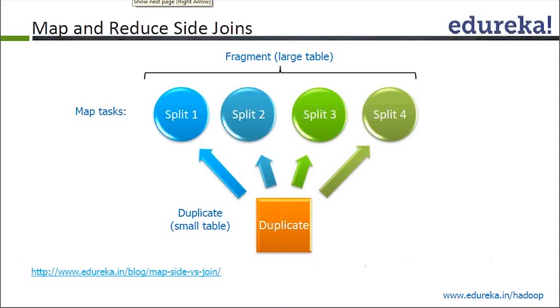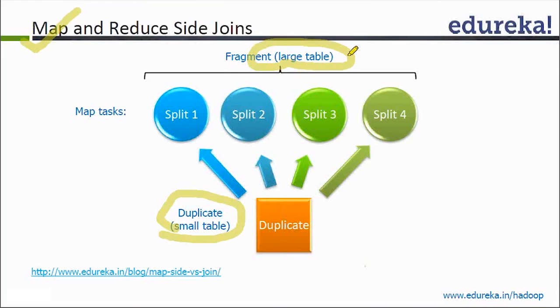Based on the kind of data set you have, you opt for the kind of join you can use in MapReduce. So if one of your data sets is small and the other one is huge, like a small table and a large table, you can go for the Map side join. You distribute the small table to all the machines, and then during the map phase itself, you can do the join.